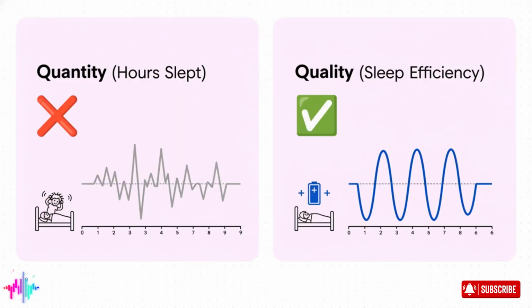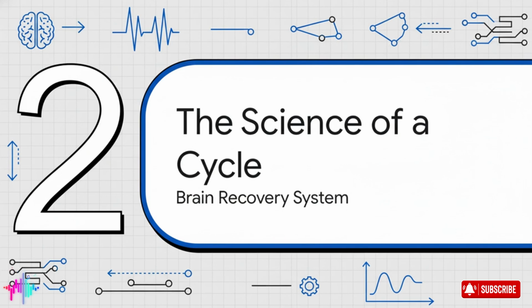And this is the crucial insight. We have to shift our focus from quantity to quality. The variable that truly matters, the one we're optimizing for, is sleep efficiency. Think of it as the amount of high-quality restorative sleep you get per hour. Because let's be real, 9 hours of fragmented, low-quality sleep is objectively worthless compared to 6 hours of dense, optimized rest. So, if we're going to engineer for efficiency, we first have to understand the system we're hacking.